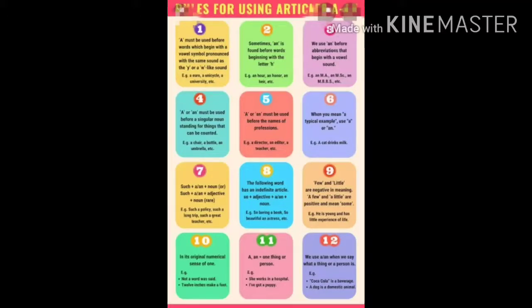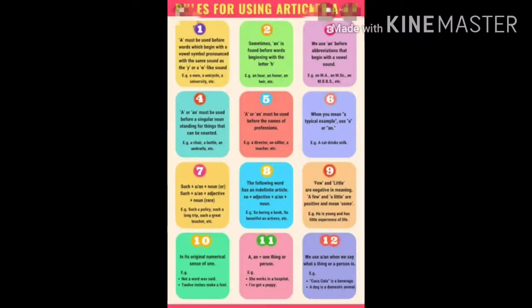Now, students, let's know point number 9. Few and little are negative in meaning. A few and a little are positive and mean some. Example, he is young and has little experience of life.